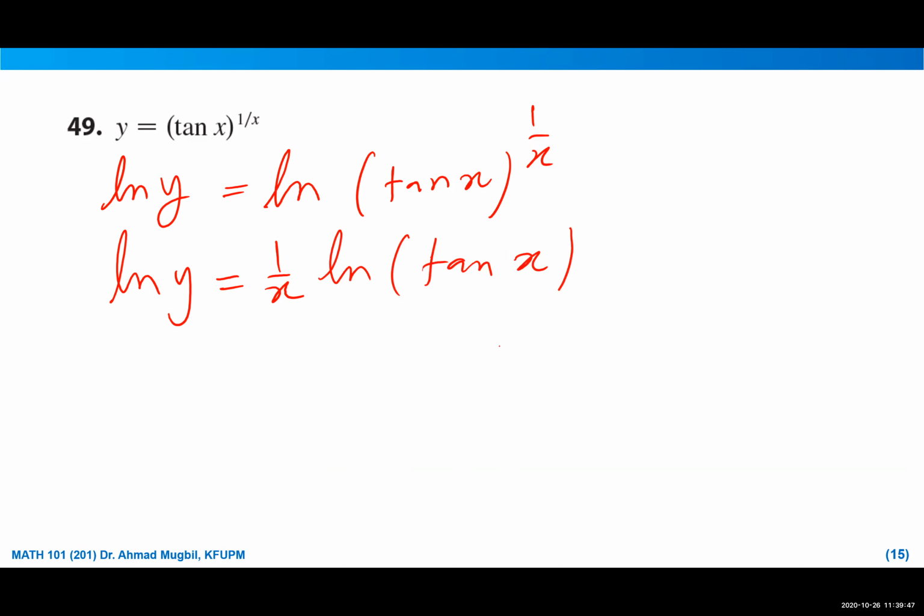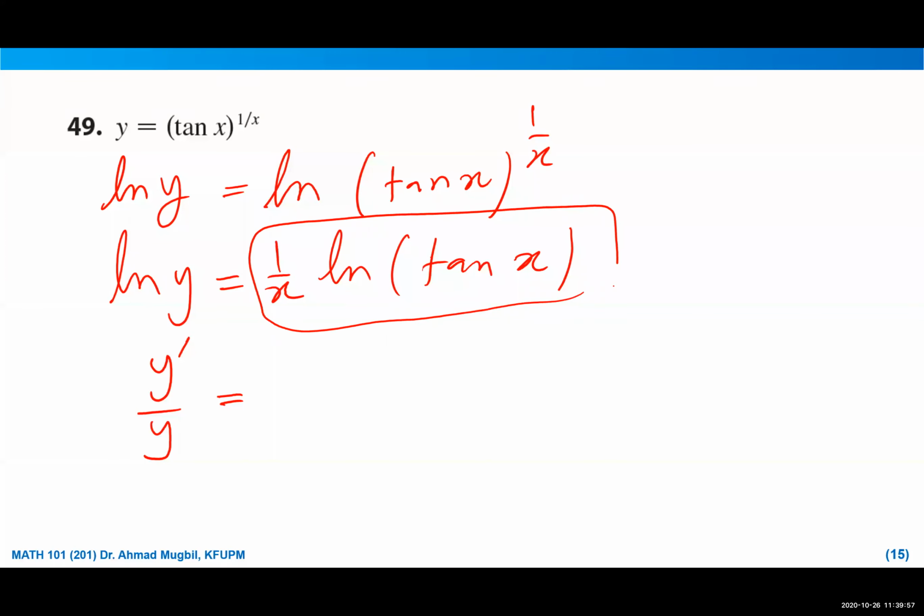Now take the derivative of both sides. What is the derivative here, ya shabab? It is y prime over y equals to. Now to find the derivative here, what will we use? What will we use, ya Hisham? The product rule. We will use the product rule. So it will be the first one multiplied by the derivative of the second. What is the derivative of the second?